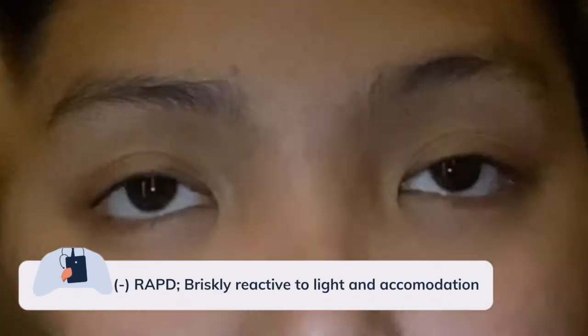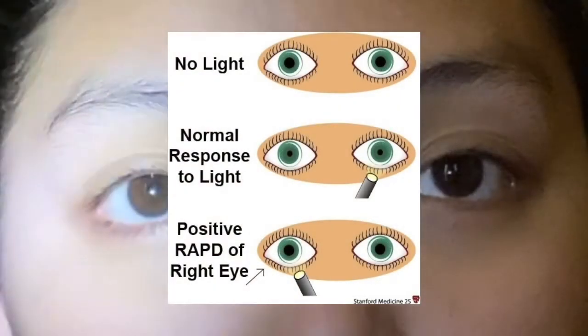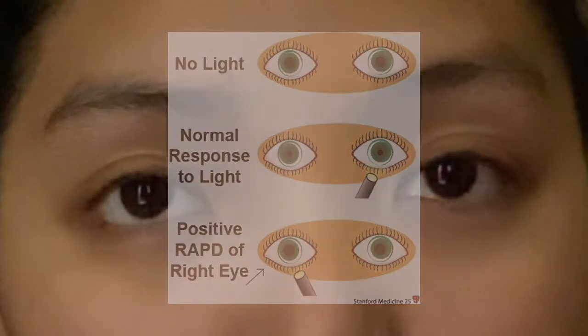Relative afferent pupillary defect is a condition in which pupils respond differently to light stimuli shown in one eye at a time due to unilateral or asymmetrical disease of the retina or optic nerve.